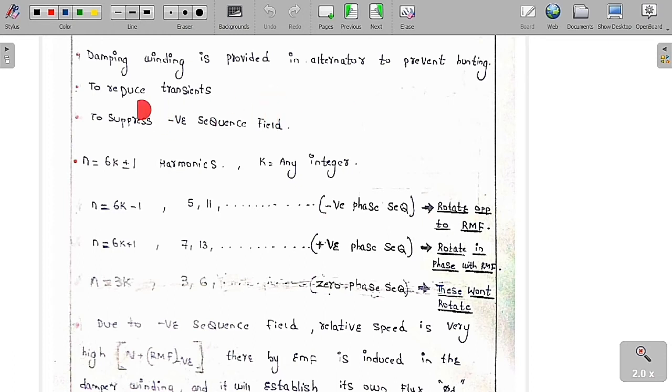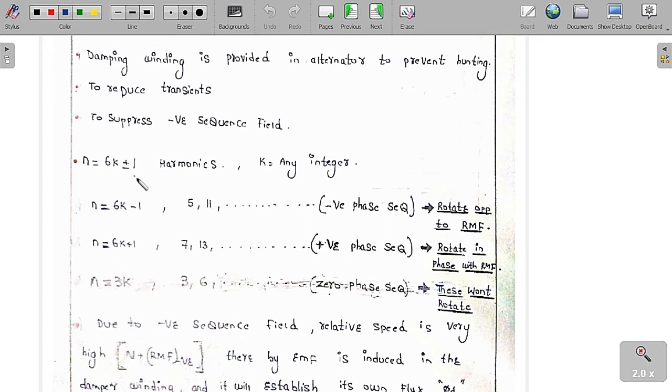Because of this damping, the transients are also going to get reduced, and also we can suppress the negative sequence field. Simply, we can say that the negative sequence components are also going to get suppressed. So it is going to remove the transients, it is also going to remove the negative sequence field, and it also prevents the hunting in the synchronous machine. So the damper winding is going to remove the hunting, reduce the transients, or simply suppress the negative sequence fields.